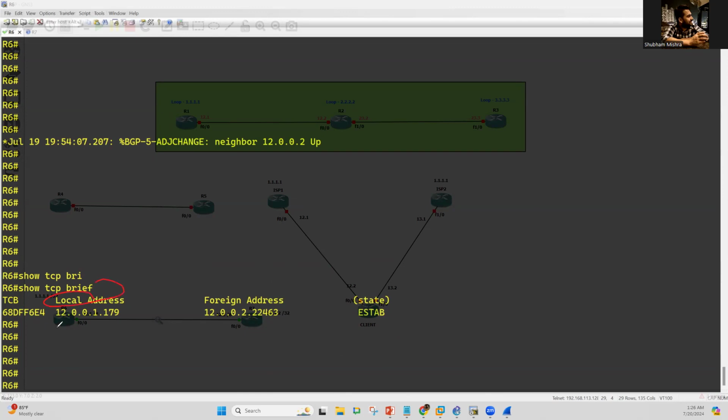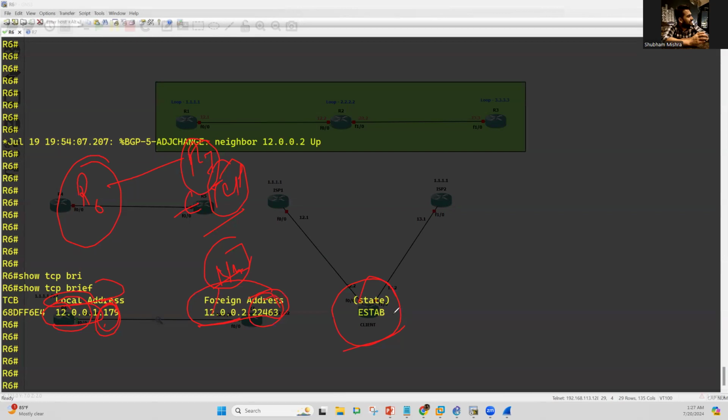What is the local address? Local address means this is R6. On R6, what is the IP address? 12.1. And R6 is using which port number? BGP port number 179. It means here R7 is initiating the TCP packet. So that's the reason the port number is 179. For R6, who is the neighbor? Foreign address is 12.2. It means 12.2 is the neighbor, and 12.2 is using a random port number, that is 22,463. And what is the state? State is established. Getting my point, everyone?